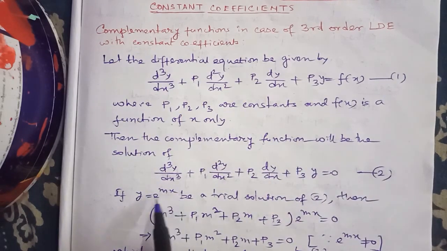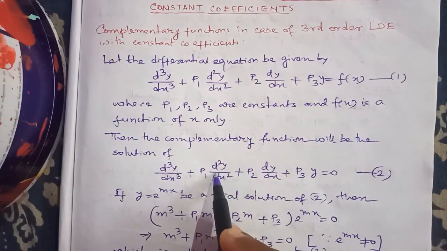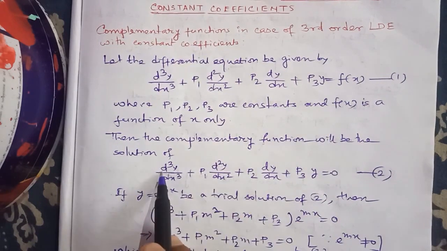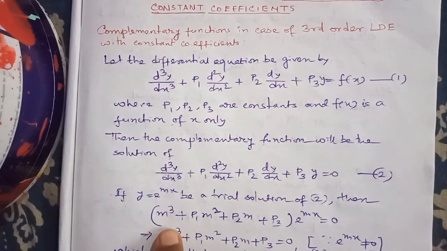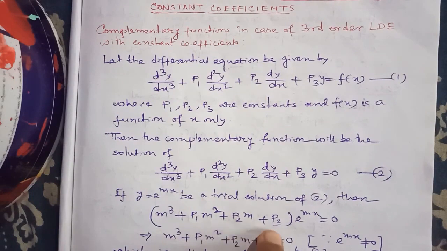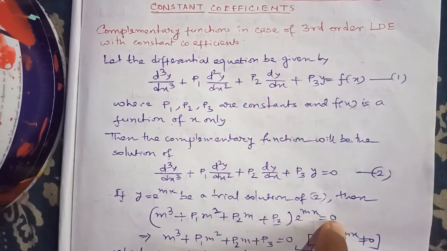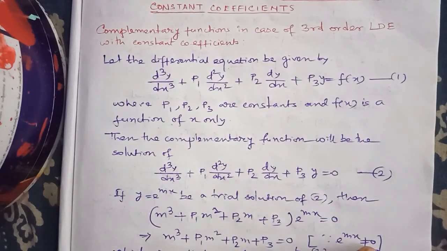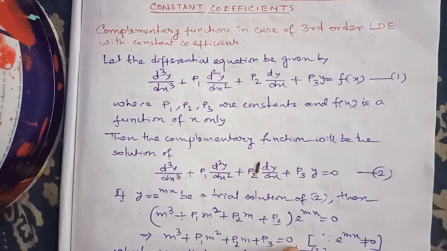If we differentiate e to the power mx once, we get m into e to the power mx. Twice, we get m square into e to the power mx. Thrice, we get m to the power 3 into e to the power mx. So after putting those, we get (m cube plus p1 m square plus p2 m plus p3) into e to the power mx is equal to 0. Here, e to the power mx is not equal to 0. So the equation we get is m cube plus p1 m square plus p2 m plus p3 is equal to 0, which we call the auxiliary equation.